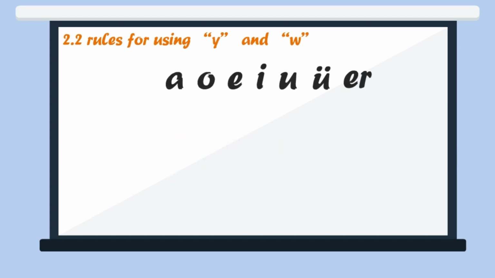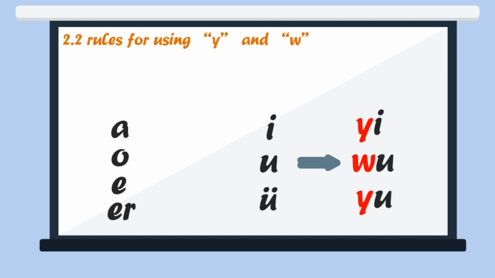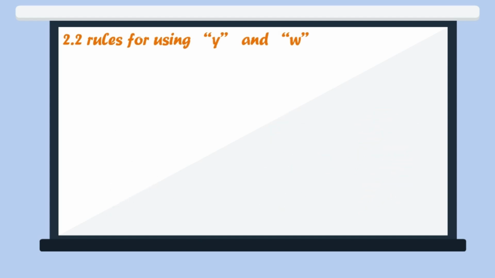For the simple vowels a, o, e, when they are a syllable by itself, they are written without any changes. But when i, u, ü are syllables by themselves, they are written like this. Please remember, they are just written like this, but the sound won't change. This is a special spelling rule in Standard Chinese.